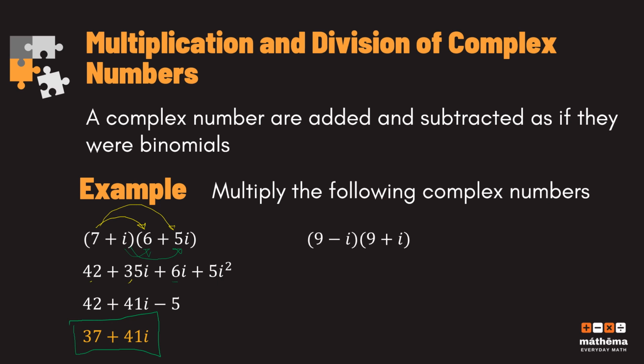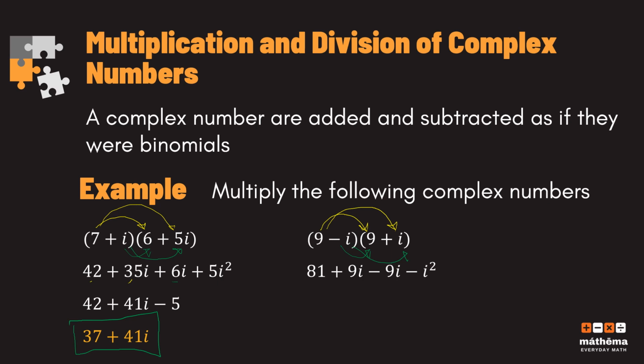Next, the quantity of 9 minus i times the quantity of 9 plus i. So again, distribute. We have 9 times 9 is 81. 9 times i is 9i. Negative i times 9 is negative 9i. Negative i times i is negative i squared.